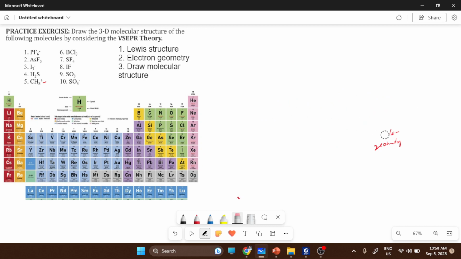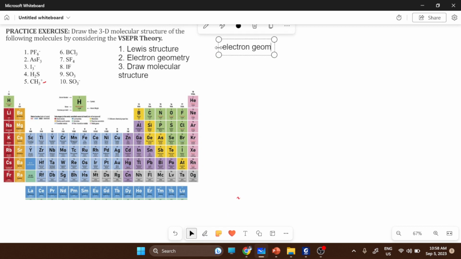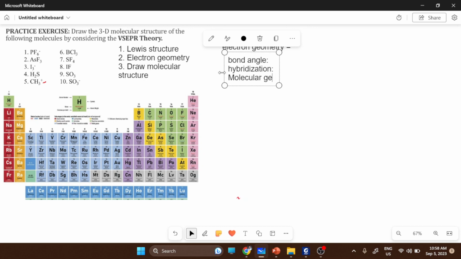So, I guess I need to type in these words for the convenience of many, for the visual learners. So, bond angle, hybridization, and the molecular geometry.